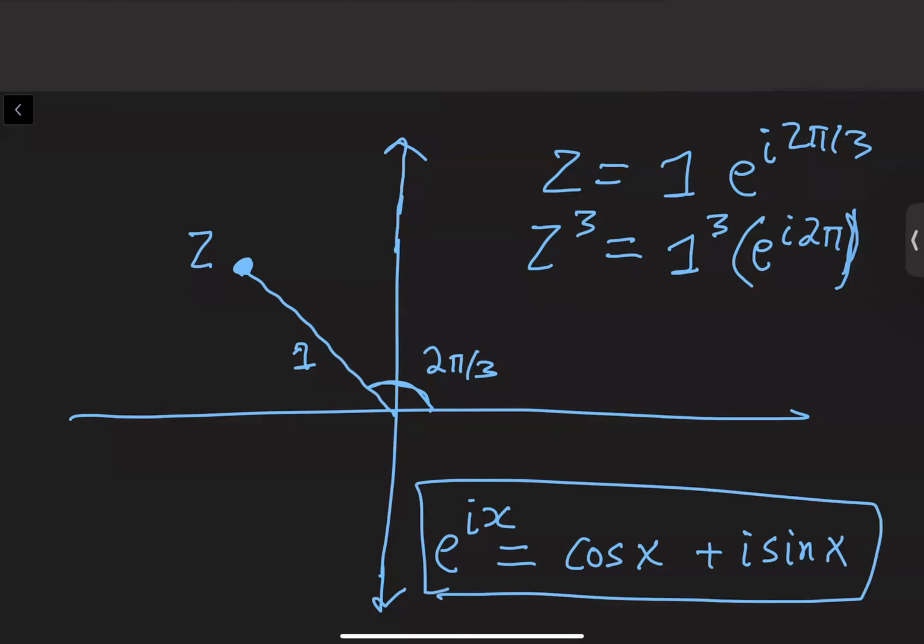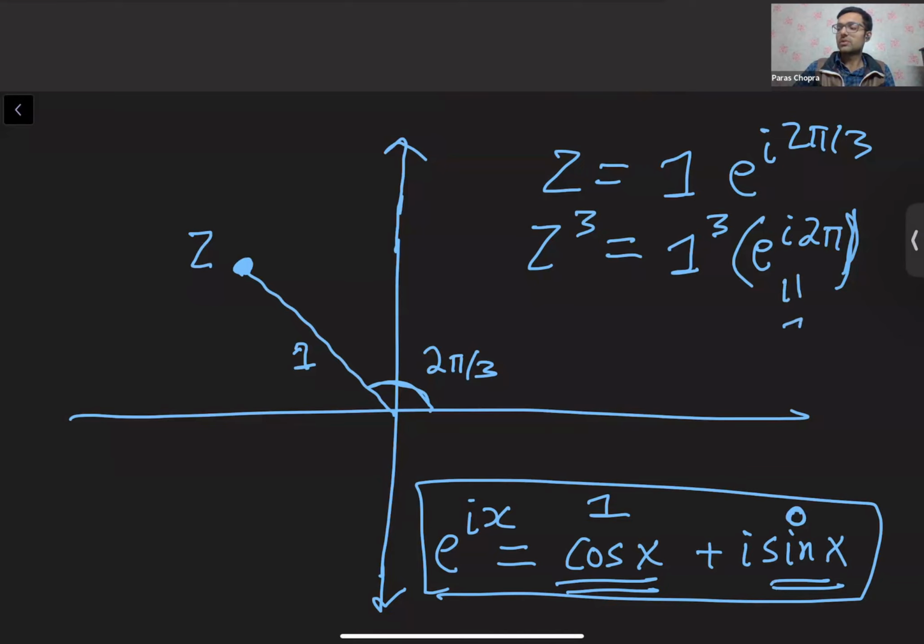तो x की जगह 2 pi अगर हम पुट करें तो cos of 2 pi will become 1, sin of 2 pi will become 0. So this quantity is equal to 1. Therefore z cube is nothing but equal to 1.